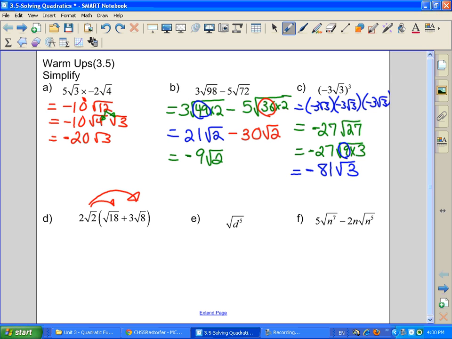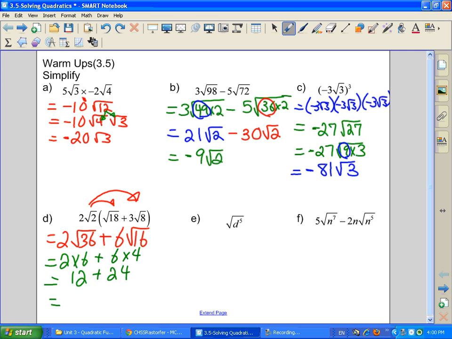All right, moving on. We're going to expand in D to make it easier. Okay, so we're going to use our expanding laws. So it's going to be 2 root 36 plus 6 root 16. Okay. Then, ladies and gentlemen, realize that those are perfect squares. So you have 2 times 6 plus 6 times 4. So you have 12 plus 24, which equals 36.